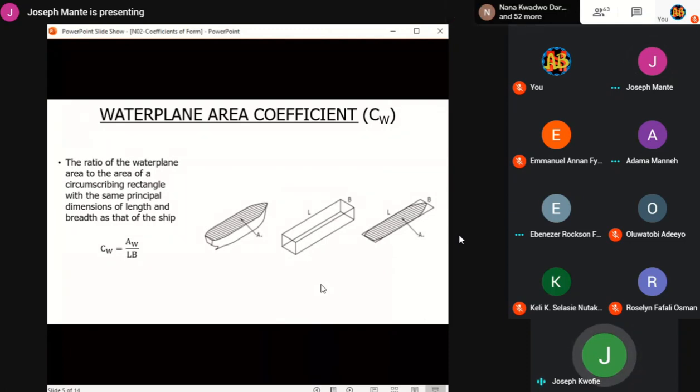So the density of seawater and fresh water, are they the same? No. Who knows the density of fresh water? One gram per centimeter cube. All of you should go and find the density of fresh water in kilograms per meter cube. Yes, so you should mostly use 1,000 kilograms per meter cube. So that is it.